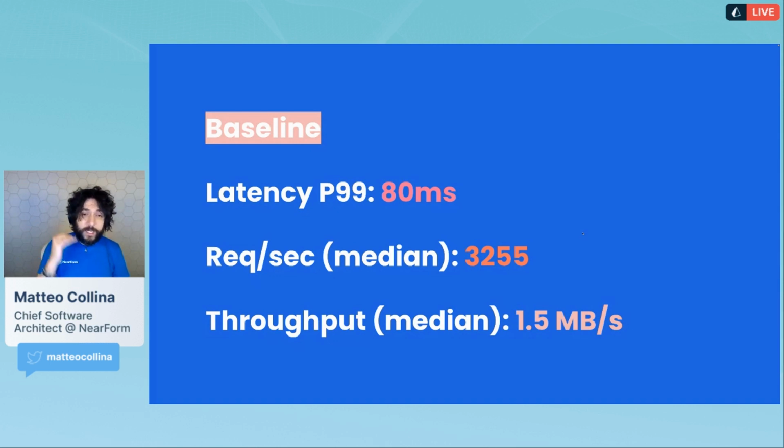We have latency at the 99th percentile. That's how you measure latency: you take the 99th percentile, and it's 80 milliseconds, and you can do 3,200 requests per second with a throughput of 1.5 megabytes per second. Good, bad, I don't know. It's what it is. It's our baseline. With Mercurius, if you're testing with other libraries that support federation, you probably see lower numbers. So you probably want to use Mercurius.